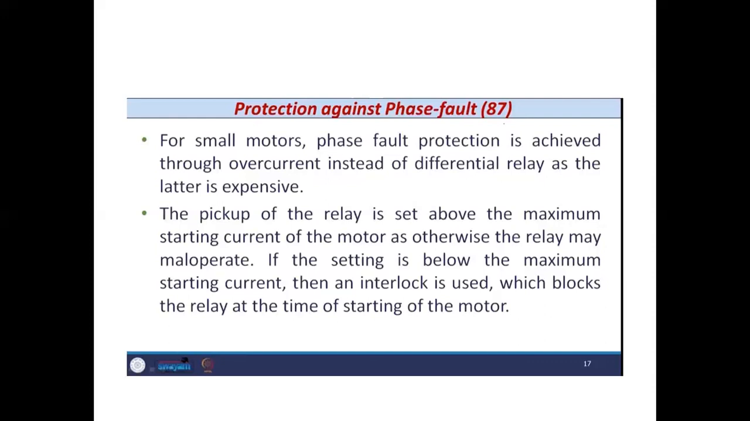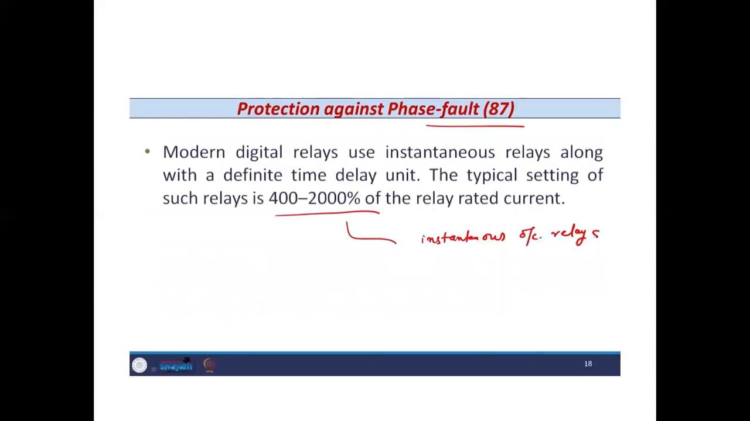So protection against phase fault in modern digital relays is normally dealt with by the differential relay, and the typical setting is 400 to 200,000 of the relay rated current. So this setting is normally for instantaneous overcurrent relays. Instantaneous overcurrent range, this range.